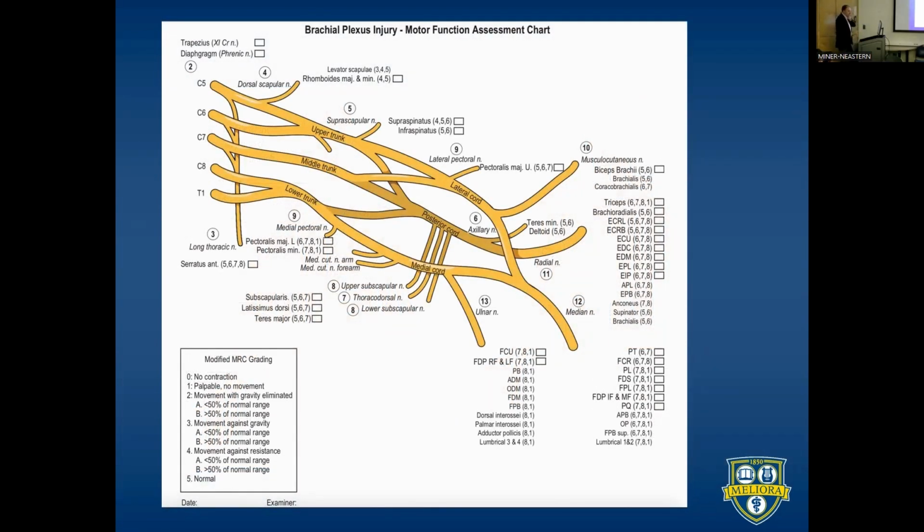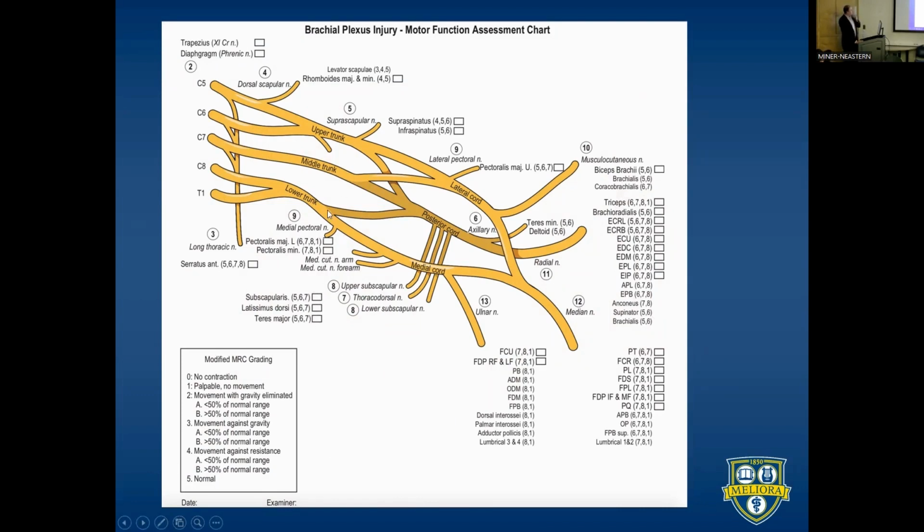This was in that same textbook. It's a really beautiful way to demonstrate what each plexal element does and what muscles go to it. And it's cool because it shows both the names of the branches, but also the roots that supply those branches. They were actually intending this to be used so you write their exam on it. They have these little boxes where you can put their strength number.